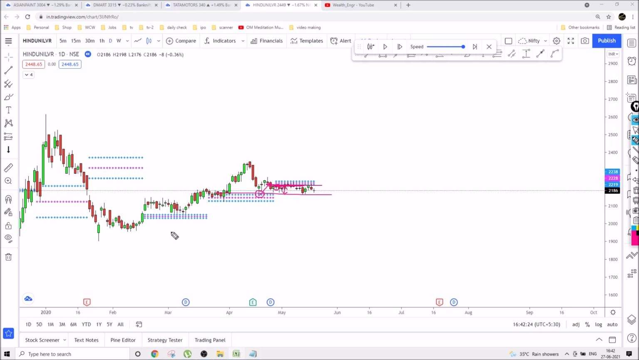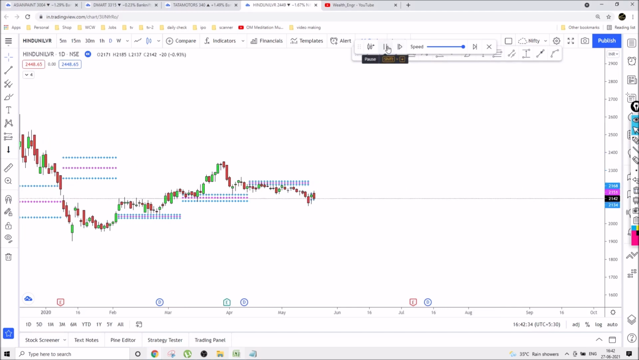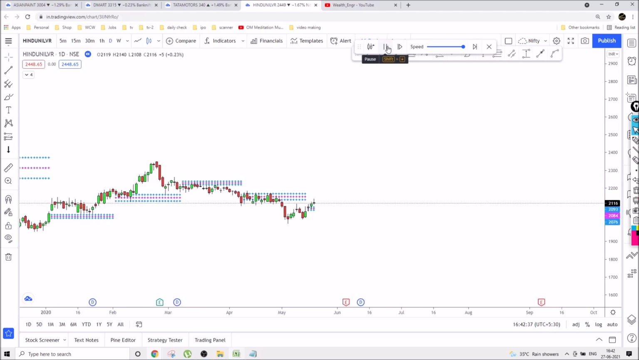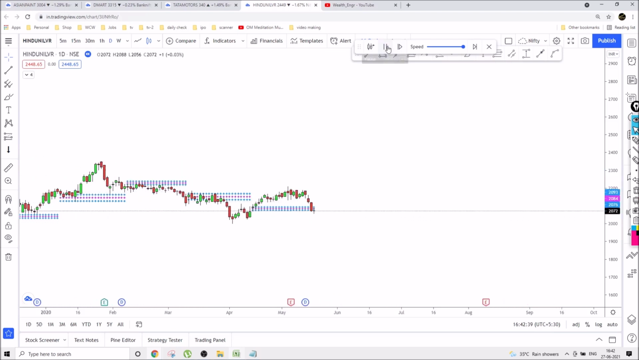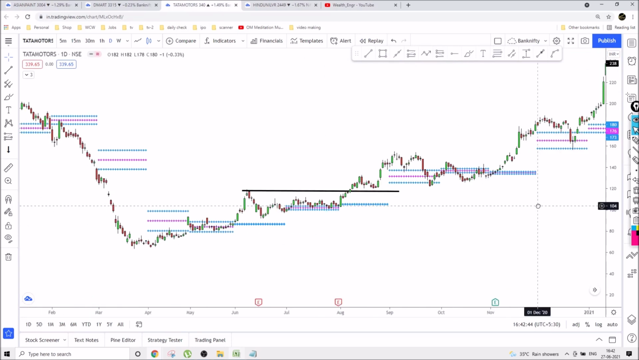That's okay, fine. None of the strategies works 100%. You need to see only the risk to reward. As long as the risk to reward is in favor, you'll be profitable. Okay, let me go to Tata Motors, if there is any opportunity, and we'll wind up this.